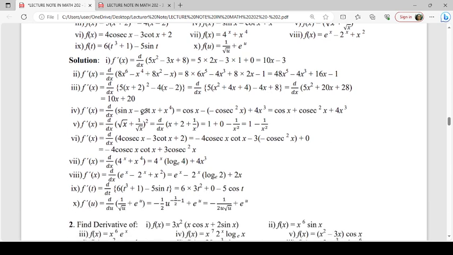Then sin x minus cot x plus x to the power 4. So d/dx of sin x is cos x, the derivative of cot x is this one, and x to the power 4 is 4x cube. So this is the result.